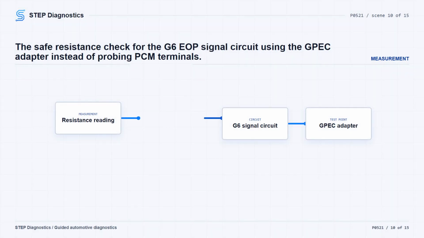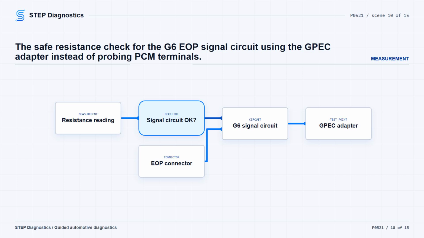For the circuit checks, do not probe the PCM harness connectors. Probing those terminals can damage them and create a poor terminal-to-pin connection. Use the GPEC diagnostic adapter 10436. With the ignition off, disconnect the PCM-C2 harness connector and connect the adapter. Measure resistance in the G6 EOP signal circuit from the engine oil pressure sensor harness connector to the GPEC adapter. Resistance should be below 3.0 ohms.